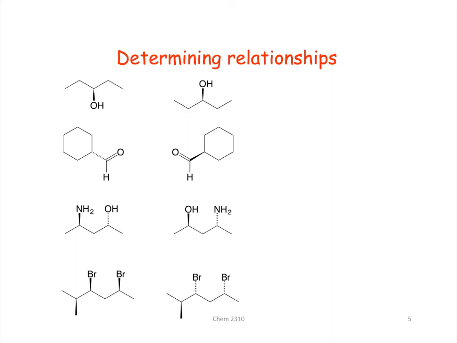Okay, so here's the possibilities. They could be the same, right? They could be constitutional isomers. They could be enantiomers, or they could be diastereomers. Okay, so these are our four possibilities. All right, so what about the first two?